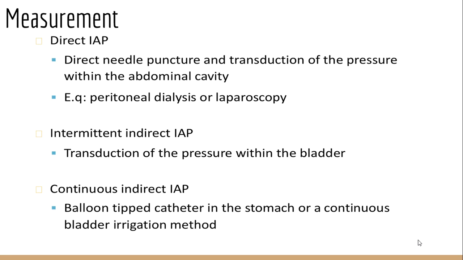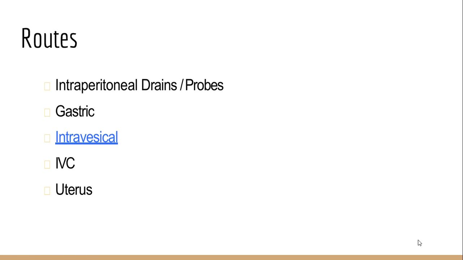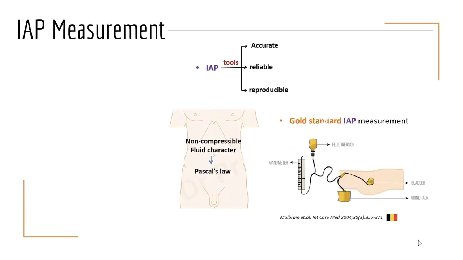So how do we measure the intra-abdominal pressure? There is direct intra-abdominal pressure measurement, by direct needle puncture and transduction of the pressure within the abdominal cavity, as in peritoneal dialysis or laparoscopy. There is intermittent indirect IAP measurement, by transduction of the pressure within the bladder, and continuous indirect IAP monitoring by a balloon-tipped catheter in the stomach or a continuous bladder irrigation method. The various routes are intraperitoneal drains and probes, gastric, intravesical, IVC, and uterus. But the intravesical is the gold standard.